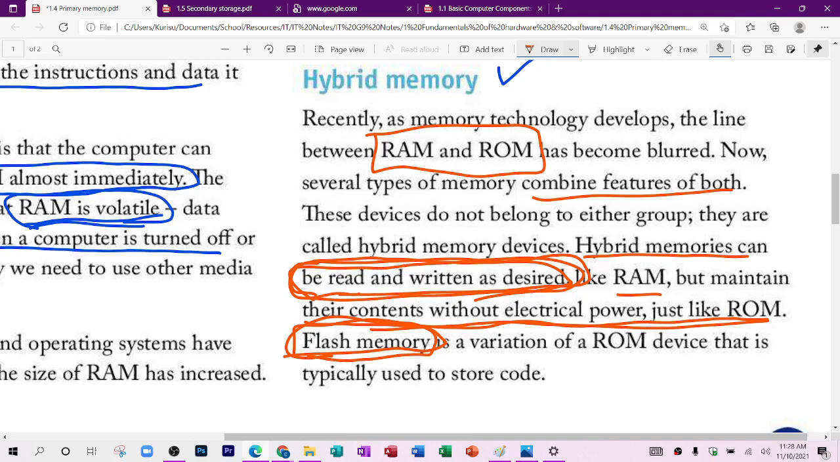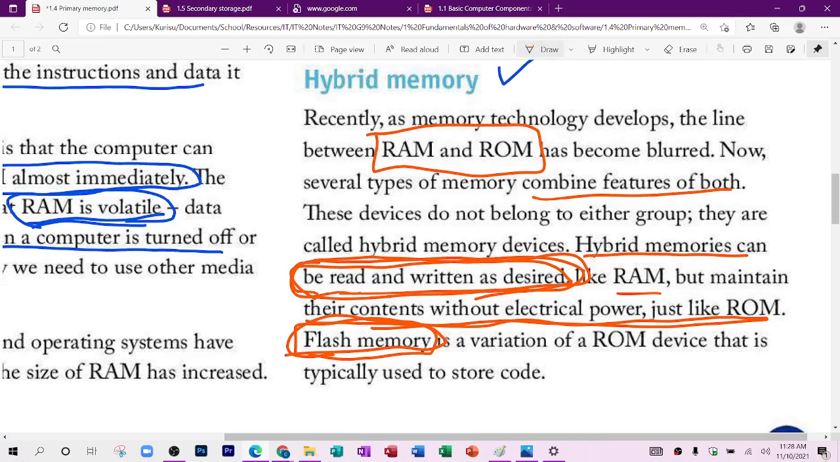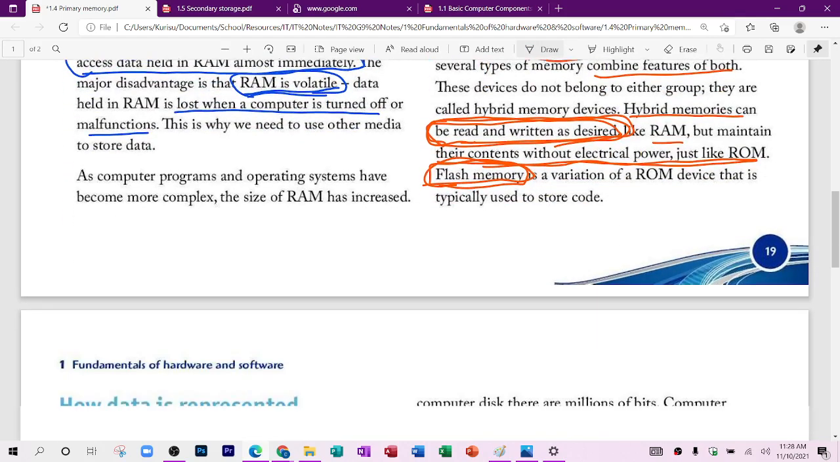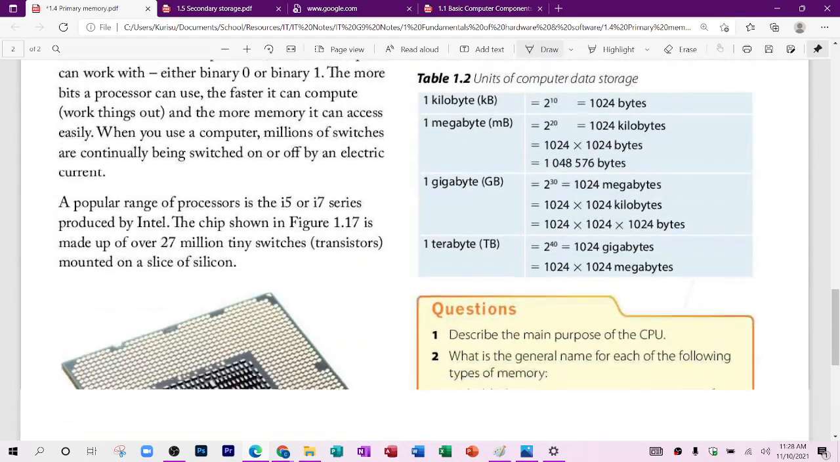Your flash drive, your SD card, your memory card, those are all examples of flash memory. And if you think about it, your memory card and your flash drive store the data without electricity. So that's the non-volatile part. And the RAM part, you can read and write data to it at any time you want. It doesn't restrict you and say that you can only send over information one time or at a specific time. So hybrid memory has the advantages of RAM and ROM, and the example is flash memory.